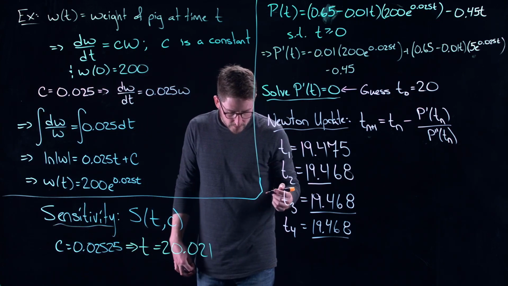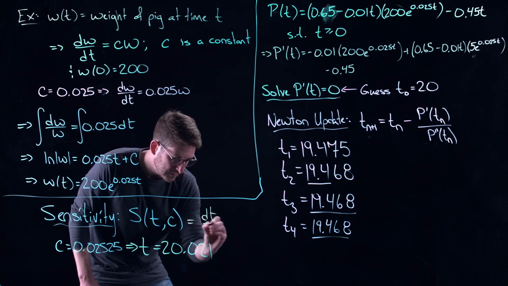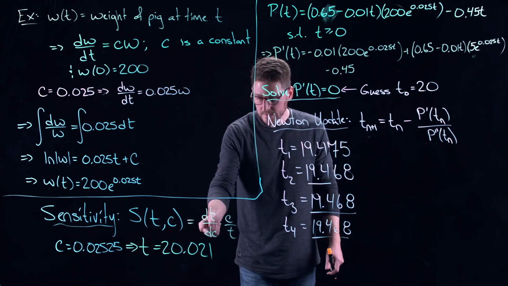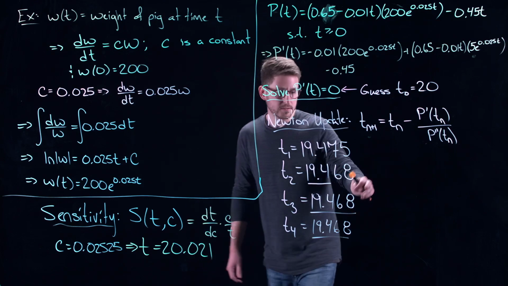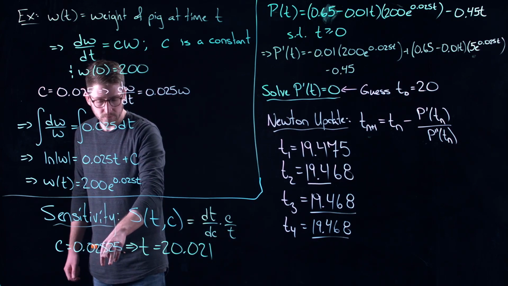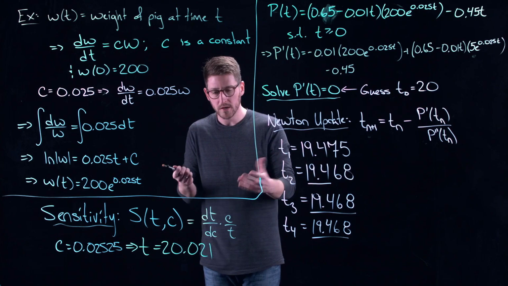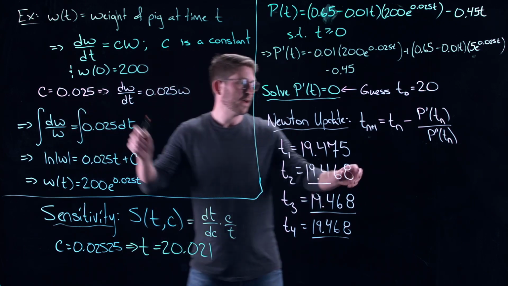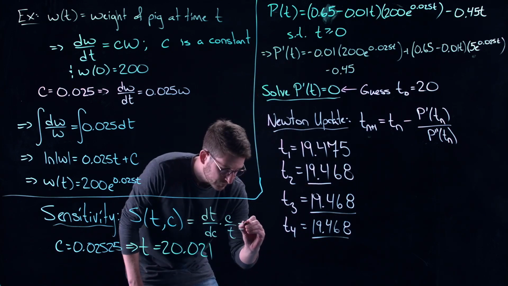But that means that you can put this all together, this sensitivity, and remember this was dt dc times c over t. You can estimate this dt dc by giving you just this 20.021 minus 19.468 divided by c is equal to 0.02525 minus 0.025. Right? So that's just a finite difference, a secant approximation of this derivative. You know what c and t are, right? So c is equal to 0.025 and t is equal to 19.468. And that's going to give you, in this case, 2.84.